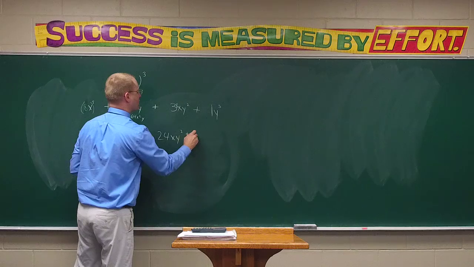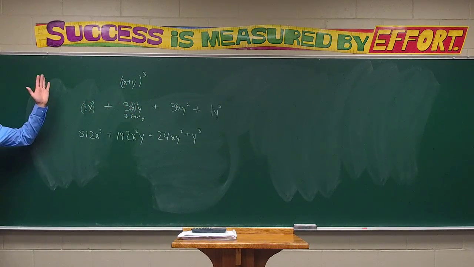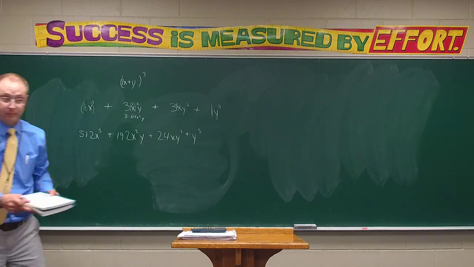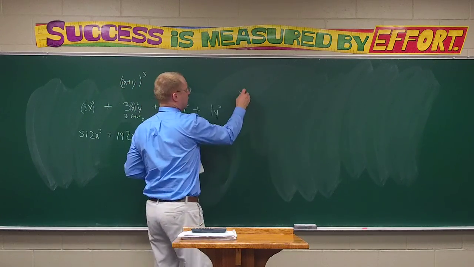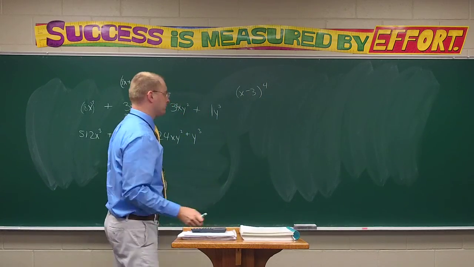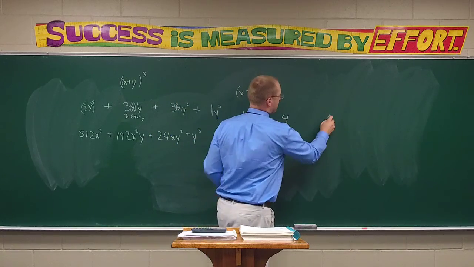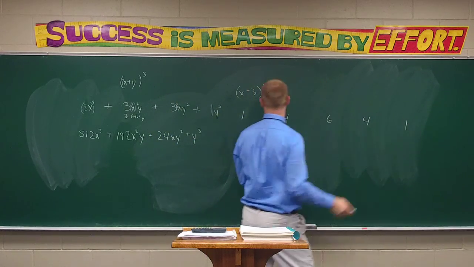24 8xy squared, and you're still going to finish with just a y cubed. How many had this answer on number 4? Good. Questions? Number 8, we have an x negative 3 being raised to the 4th power. And Michael? 1, 4, 6, 4. Good. From the triangle, 1, 4, 6, 4, 1.